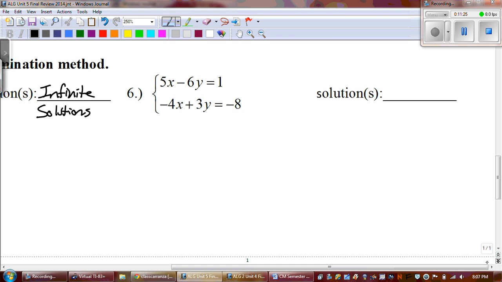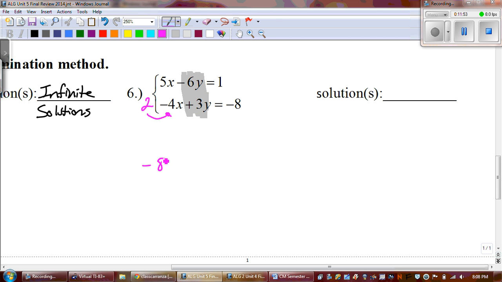Okay, number 6. Once again, look at the variables to see which one is less work. Canceling the x's or canceling the y's. And in this case, it's easier to cancel the y's. So what we're going to do is we need to multiply the bottom by 2, so this 3 turns into a 6. Okay? So let's start multiplying.